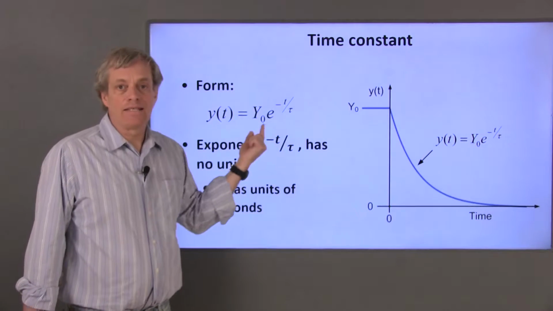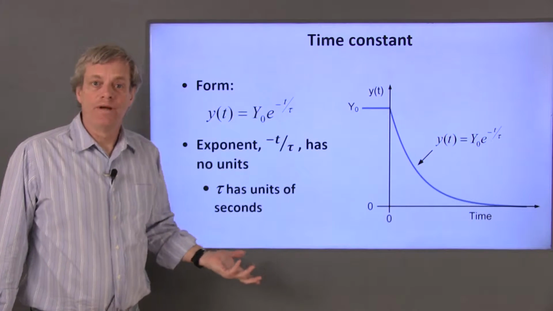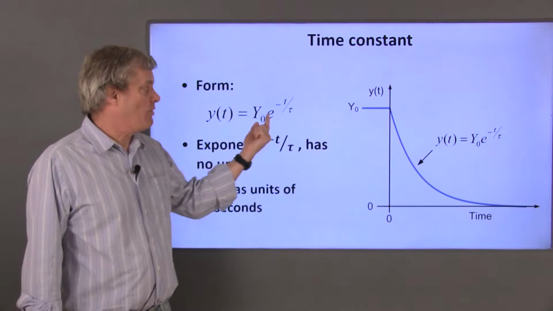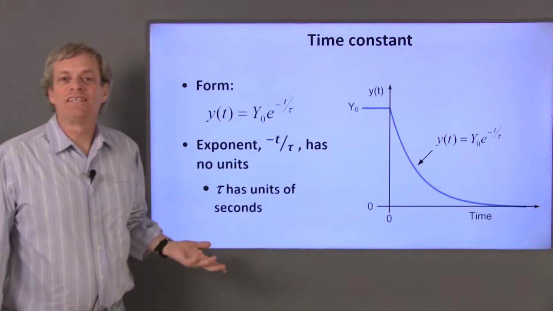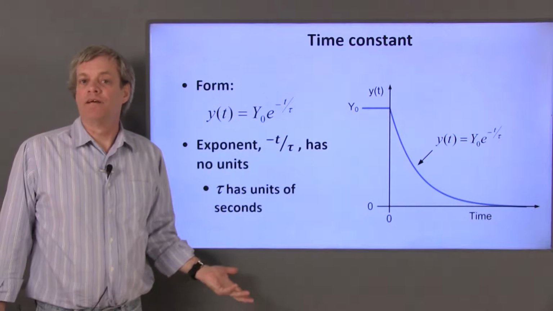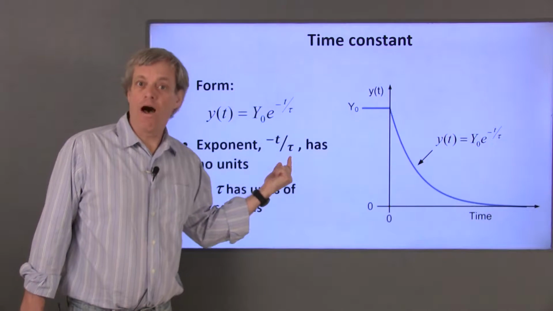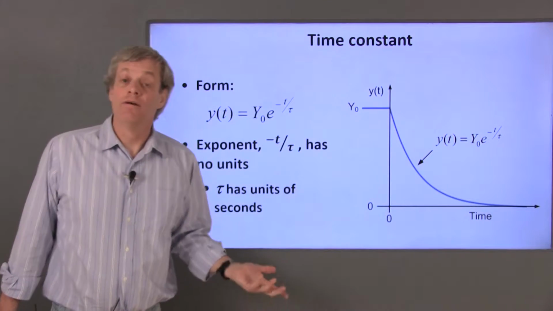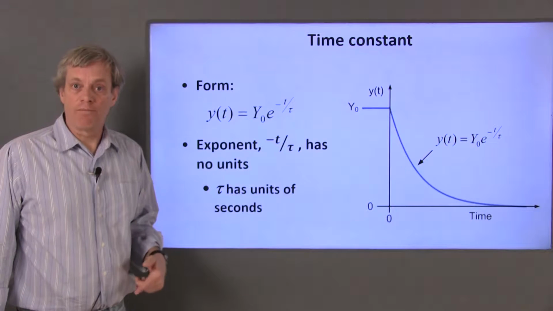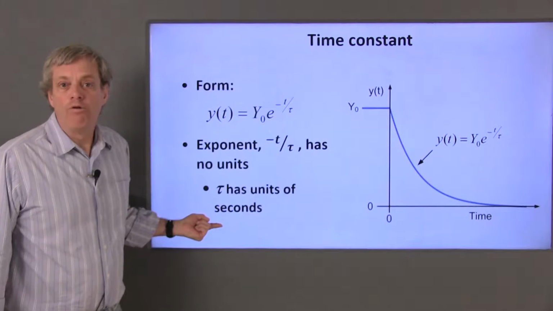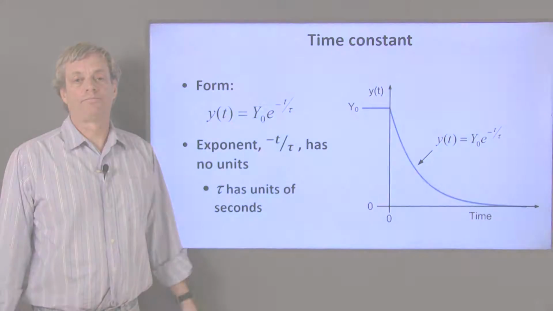The exponential constant e is just a number. A number can only be raised to a power that's also a number. It doesn't make sense to have an exponent that has dimensions or units. Therefore, the exponent, negative t divided by tau, must have no units. This means that since units of time are seconds, the units of tau must also be seconds.